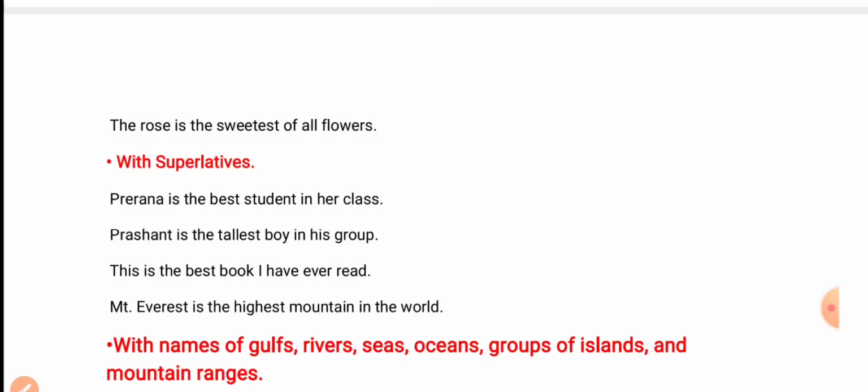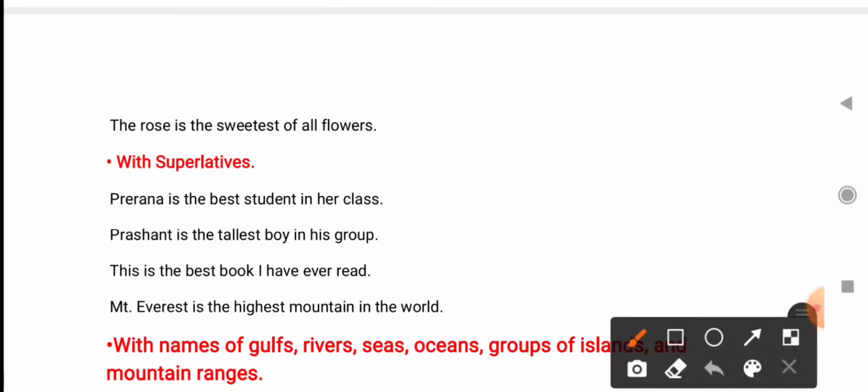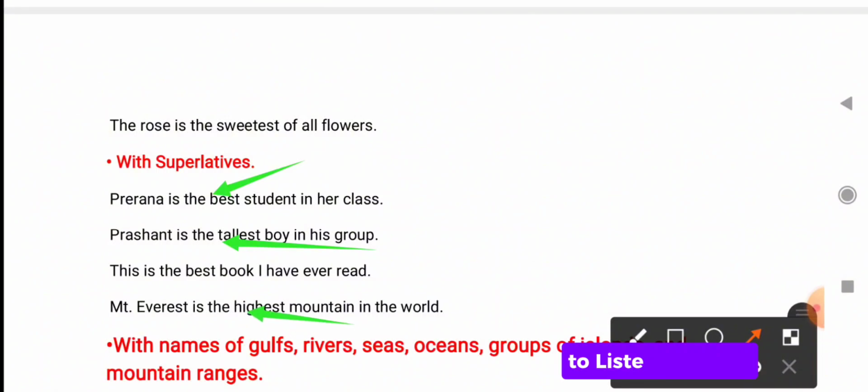Prerana is the best student in her class. Do you know which one is the adjective here? Yes, very good. Best is the adjective here. Look, this best is the adjective. Here, tallest is the adjective. Here is also the same form. Here, highest is the adjective.